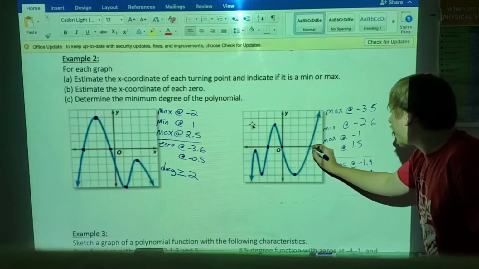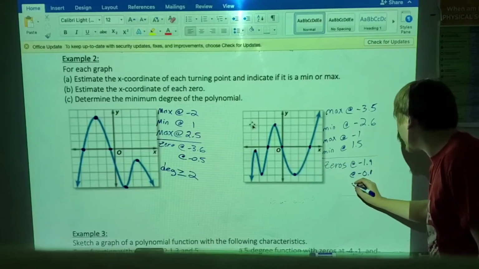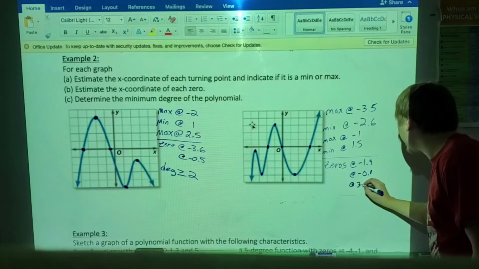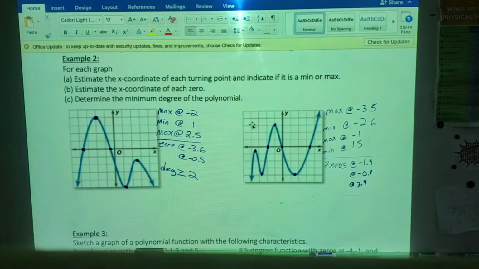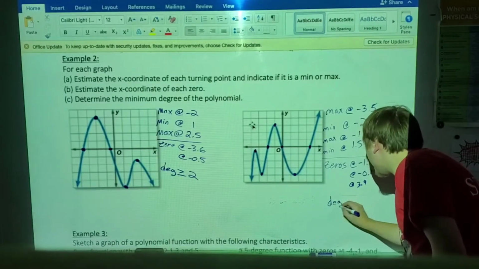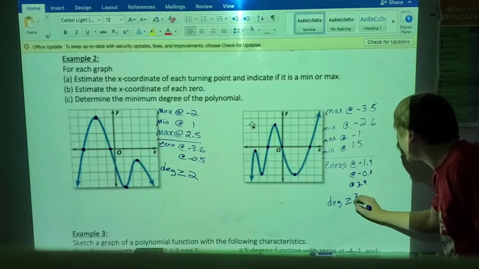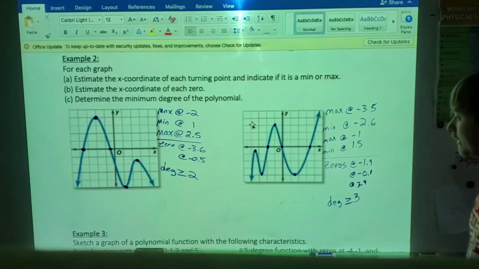Keep going, one more 0 right here. 1, 2, 3, and just almost half, so we'll say 3.4. It's not quite half, so 3.4. Okay, so we have found our zeros, and now because we have 3 of them, that means our degree is greater than or equal to, so it must be at least 3, because we have 3 zeros. Okay, keep moving.